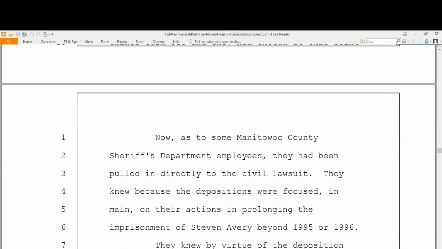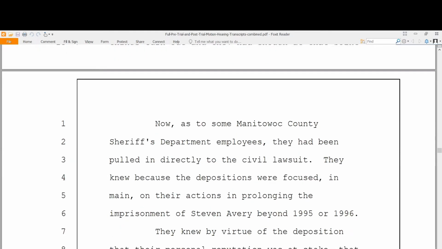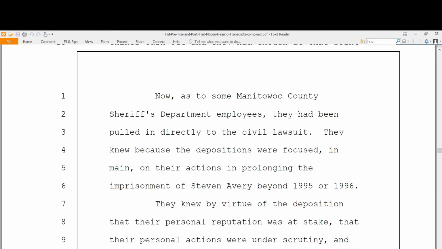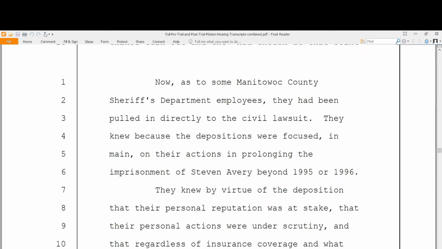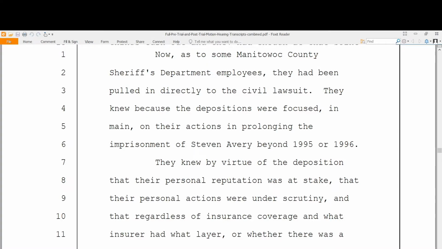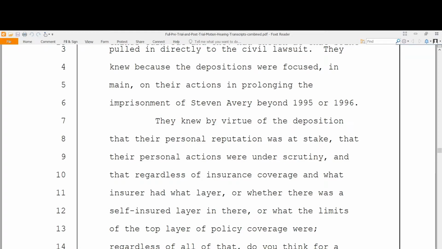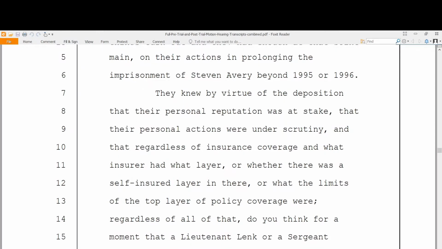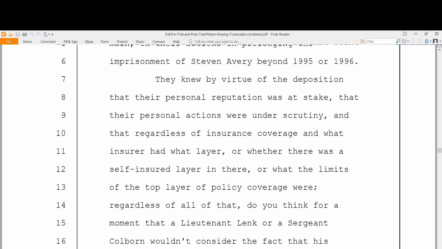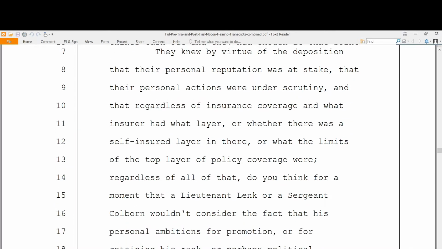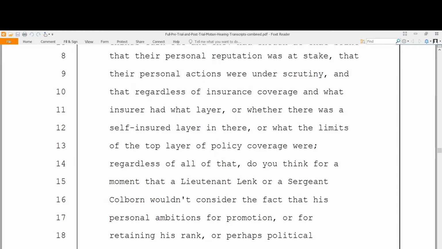It's not a dirty word in the end, but it is essential for the neutral fact finders in weighing sometimes difficult nuances of credibility. Now, as to some of the Manitowoc County Sheriff's Department employees, they had been pulled in directly to the civil lawsuit. They knew because the depositions were focused in main on their actions in prolonging the imprisonment of Stephen Avery beyond 1995 or 1996. They knew by virtue of the deposition that their personal reputation was at stake, that their personal actions were under scrutiny, and that regardless of insurance coverage and what insurer had what layer, there was a self-insured layer in there, or what the limits on top of the layer of policy of coverage were.